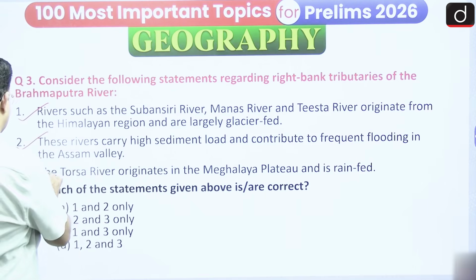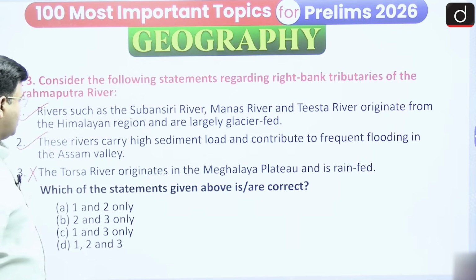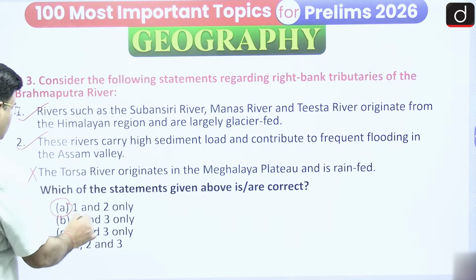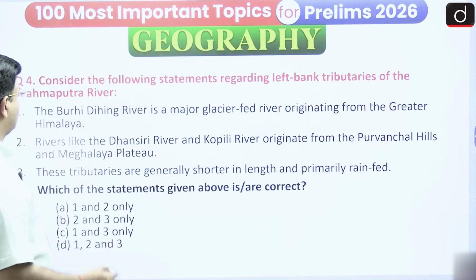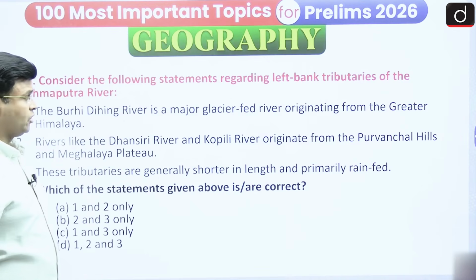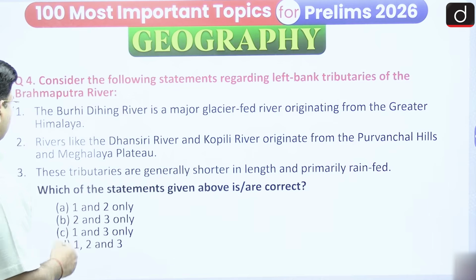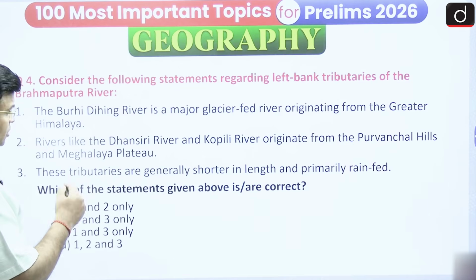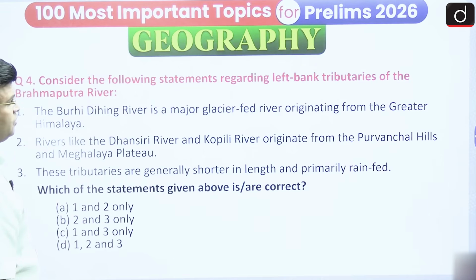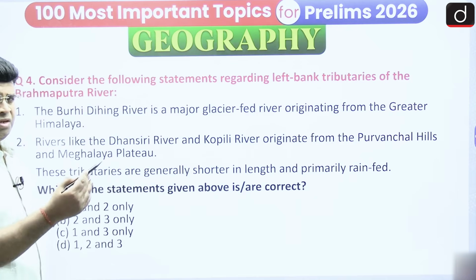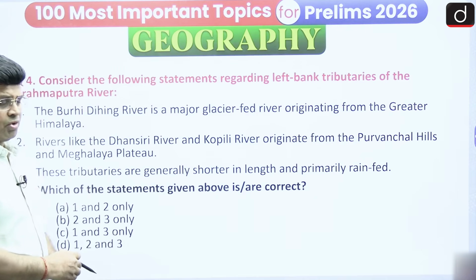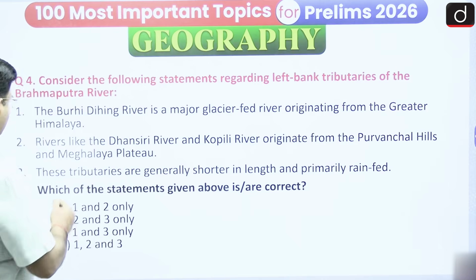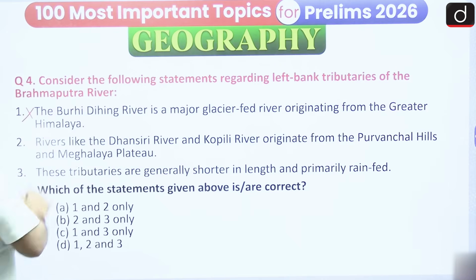So this is the wrong statement, and we can say that statements 1 and 2 are correct. Thereafter, consider the following statement regarding left bank tributaries of the Brahmaputra river. The Budhi river is a major glacier-fed river originating from the Greater Himalayas. No, it is originating from the Purvanchal hills, not from the Himalayas, and it's not glacier-fed. So this statement is wrong.